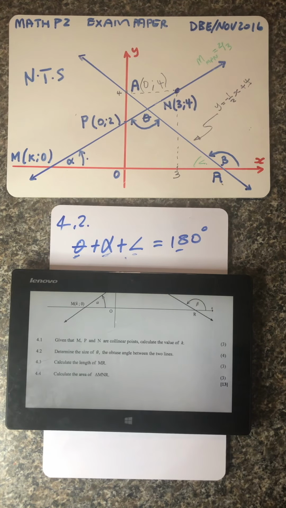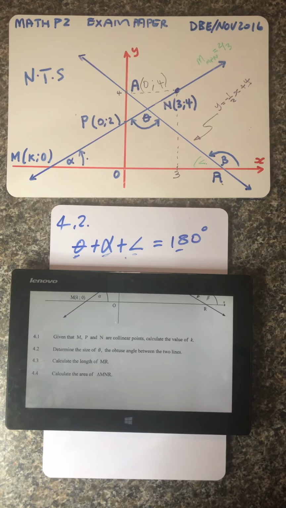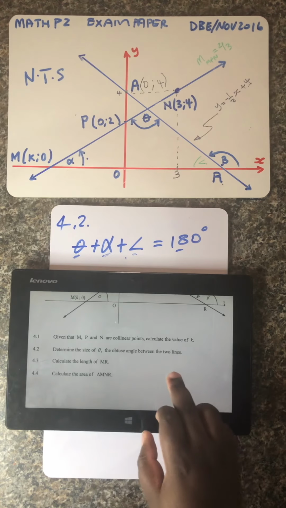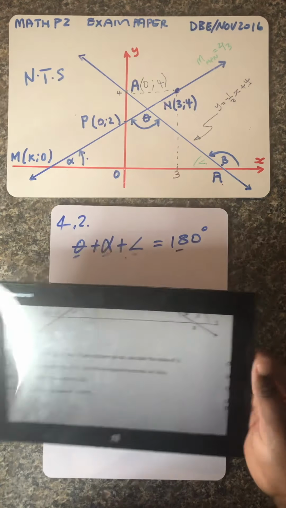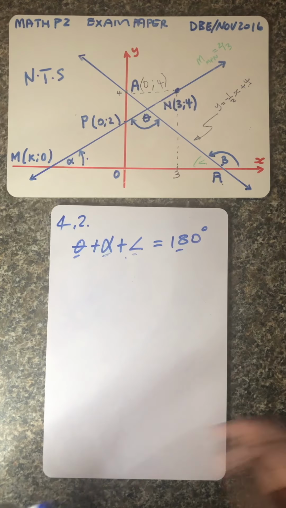So guys, just to recap, we are now on question 4.2, where the question says determine the size of angle theta, the obtuse angle between the two lines. This question is allocated 4 marks. So we'll just continue from where we left off.